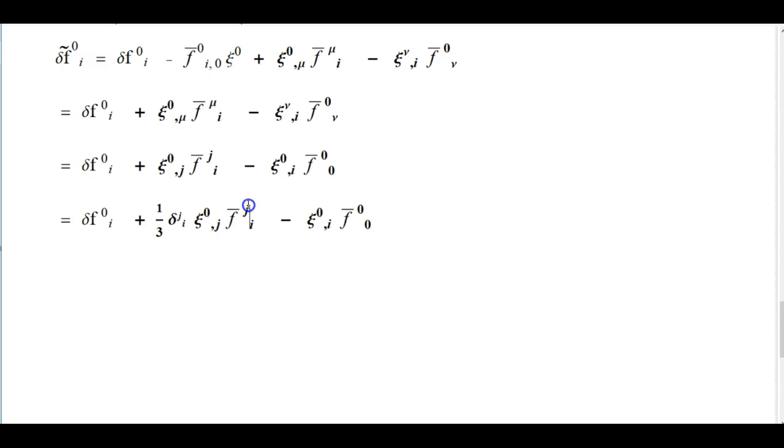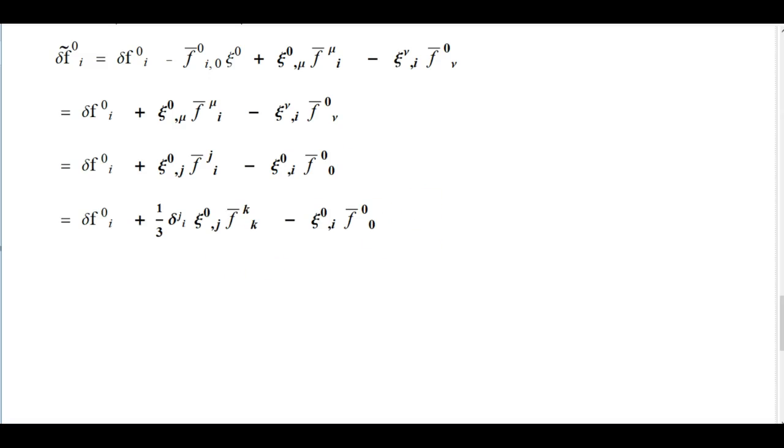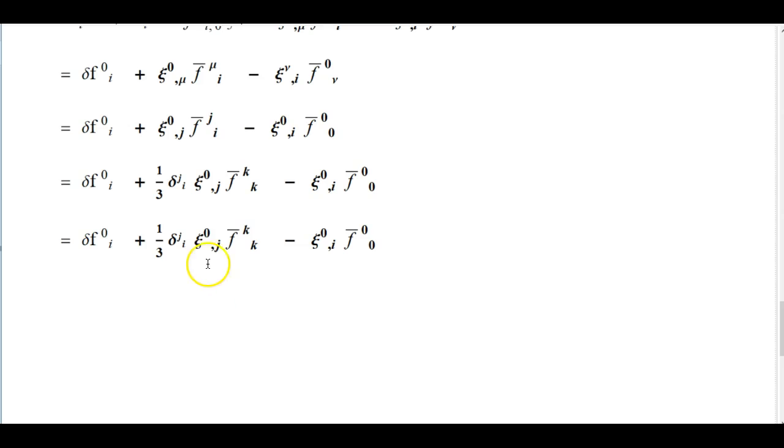And this then will be kk, which is the trace of f bar ij. It is a 3 by 3 spatial matrix, the trace of the spatial components, the sum of the spatial components. So this is like f bar 1 1 plus f bar 2 2 plus f bar 3 3. And now for the second term, we can apply delta ji to xi 0 j, and when we apply delta ji, this becomes like this.